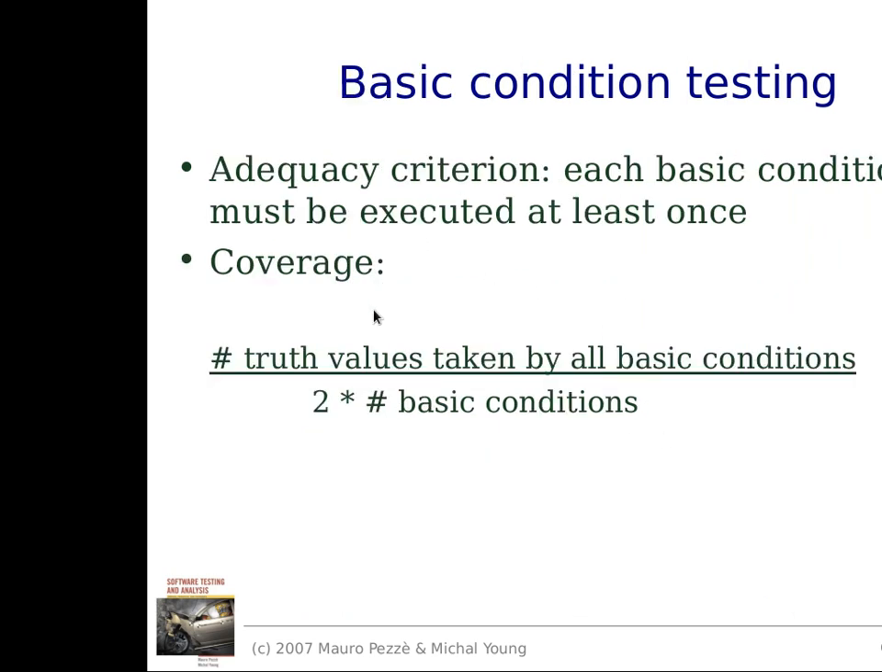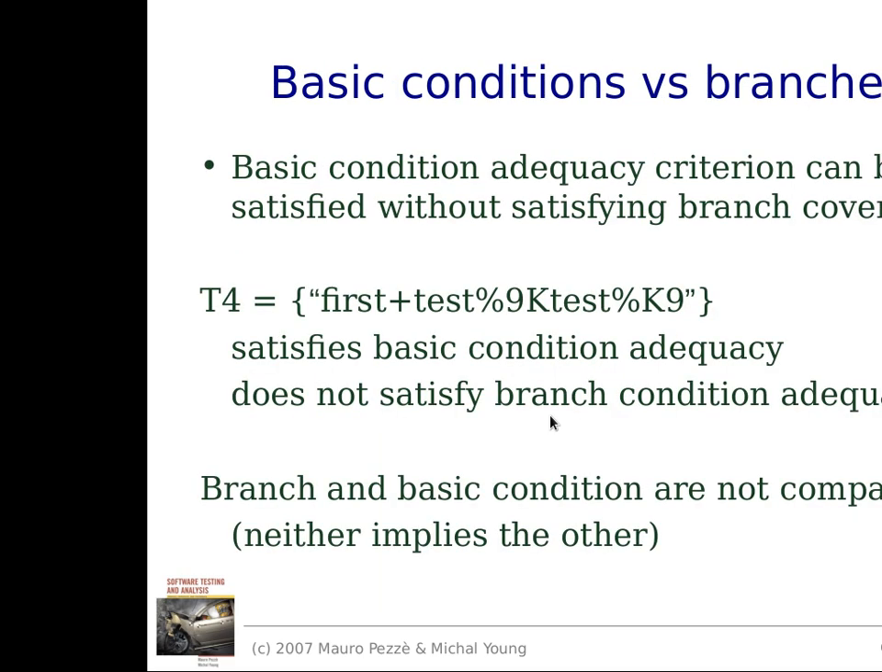So in this case, basic condition coverage means all the truth values taken by each condition, so 2 times the number of basic conditions. Hopefully you can see that this is actually going to get a little bigger. Basic condition adequacy can be satisfied without the branch coverage. So this is a little hard to see how this is the case. But if you go back and run through the examples, you'll see how I believe this path never goes along the else. Yeah.